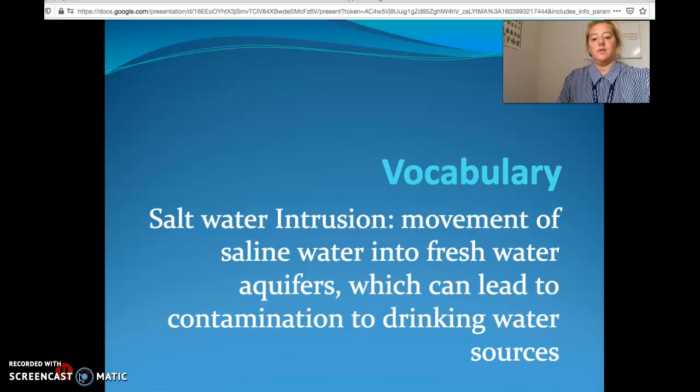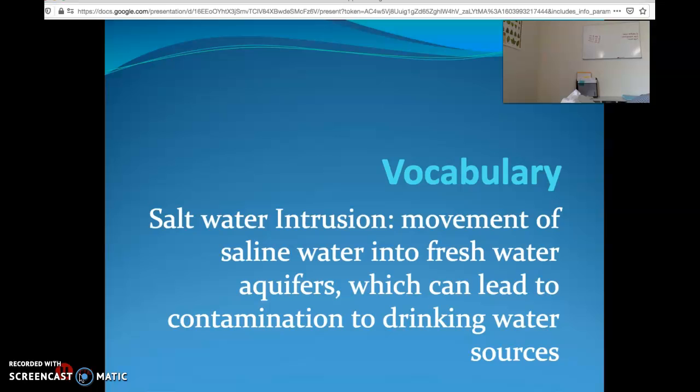All right, now this is where we have salt water, or water from the ocean, intrude or go into the freshwater aquifers. Now, this is not only a bad thing because it's salt water instead of fresh water, but if you and I try to go drink these, it is just not going to work. It's actually going to make us sick. So it's a bad thing.